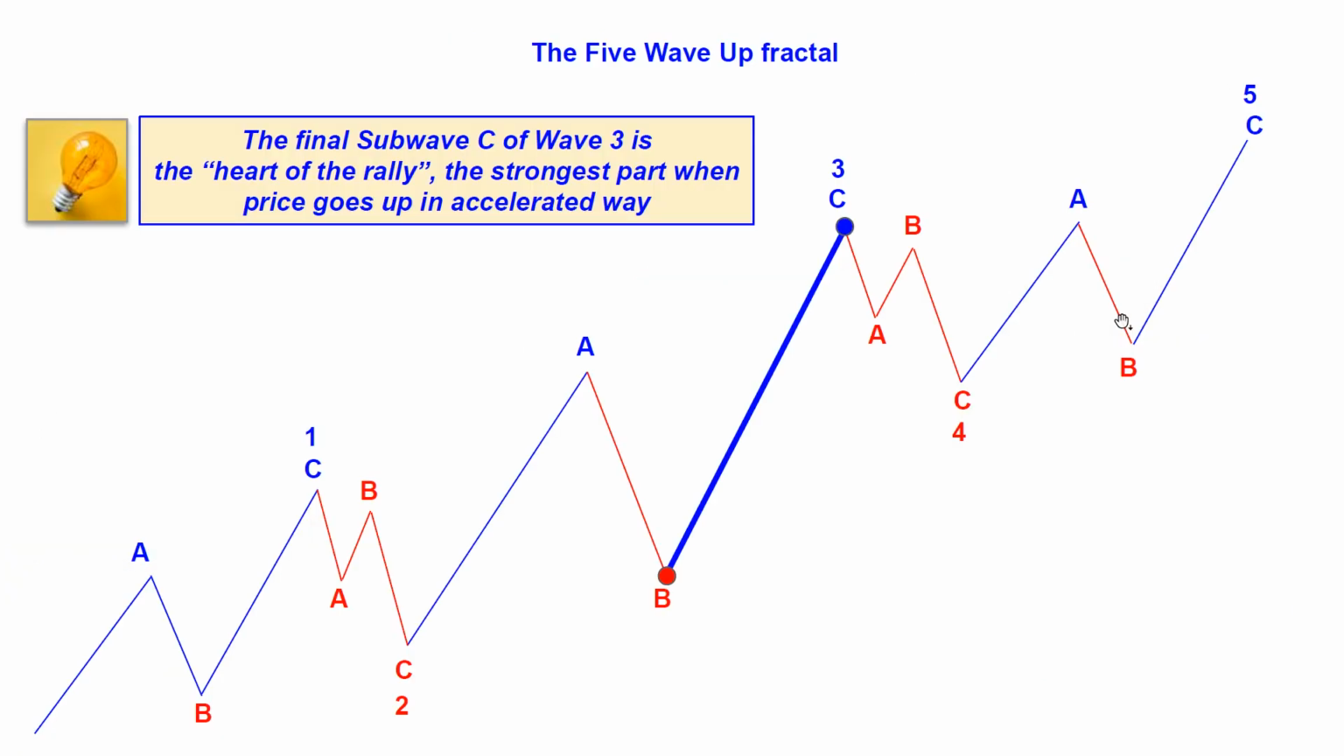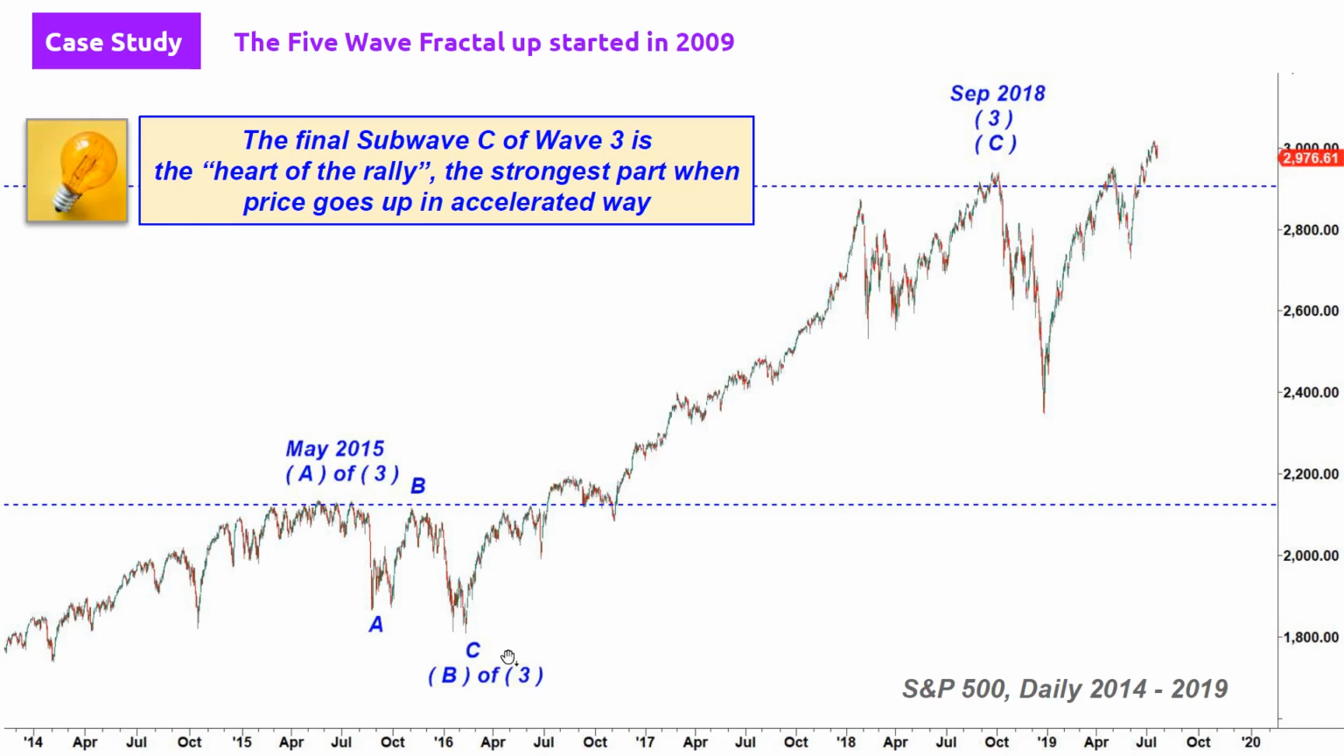Coming back to the model, once we get A of 3 followed by corrective B of 3, we are going to get the strongest part of the rally. This is subwave C of wave 3. Let's look at how it looked in S&P 500. It started in 2016 and it topped in September 2018. And it looked even stronger than the previous strong rally in wave (A) of (3), which topped in 2015.